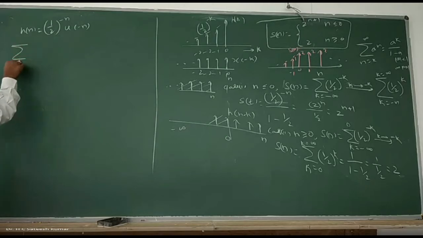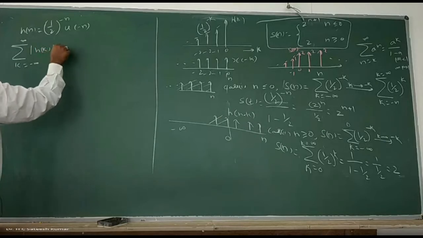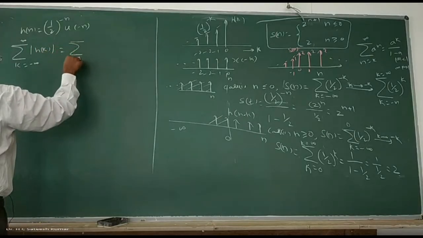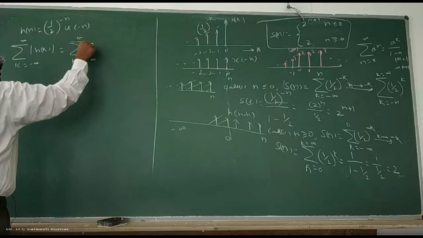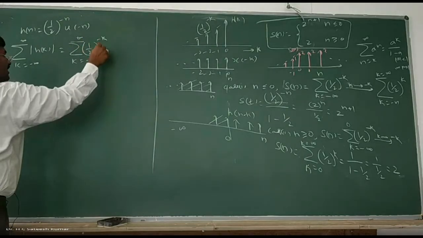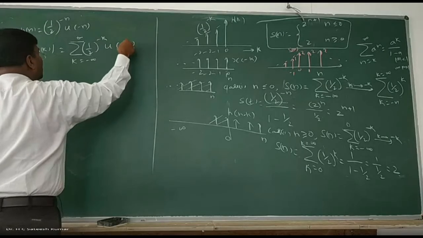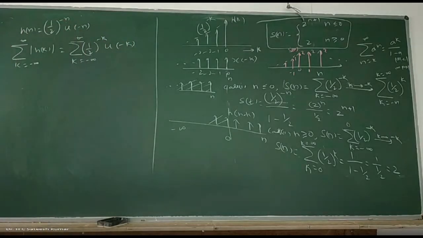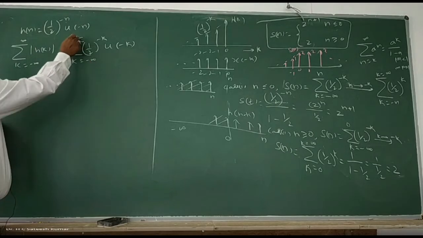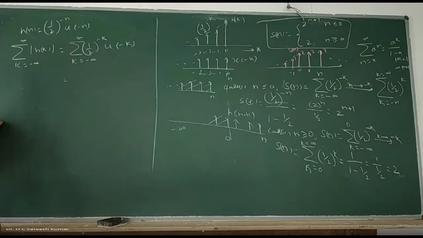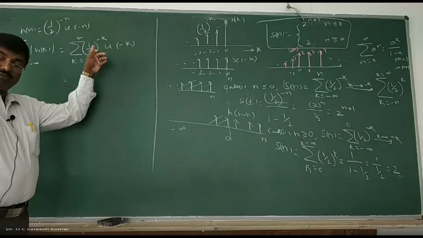Summation k varies from minus infinity to plus infinity, magnitude of h[k], is equal to summation k ranges from minus infinity to plus infinity, half to the power of minus k into u[-k]. Wherever n is there, replace it by k, because we have h[n] and want h[k]. So now, even though the summation is from minus infinity to plus infinity, since it is multiplied by u[-k], the signal lies only between minus infinity and 0. Minus k means minus infinity to 0.